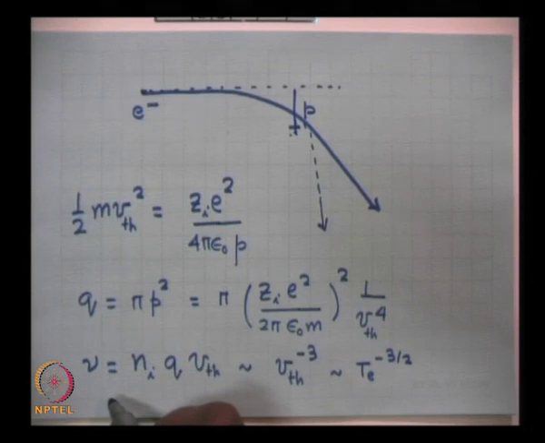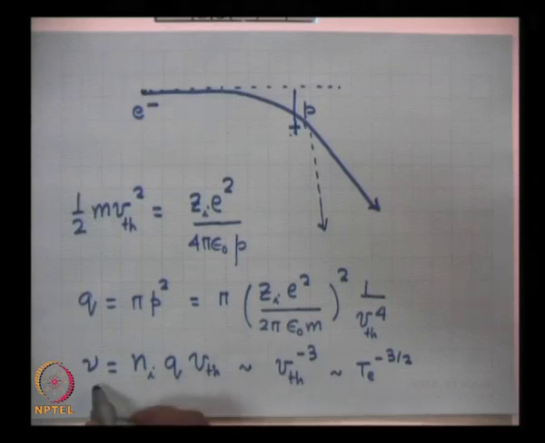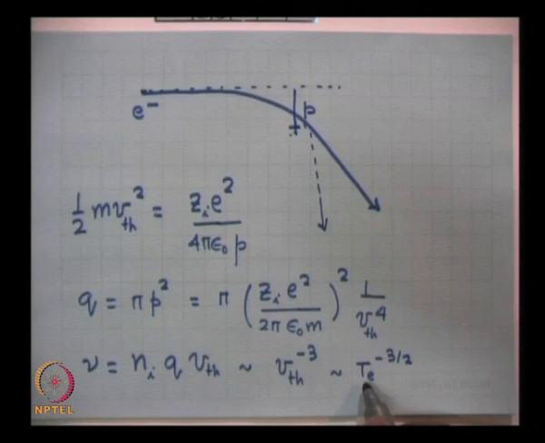And later on we will learn that all major quantities like electrical conductivity, thermal conductivity, diffusion coefficient, etc. These macroscopic quantities depend on collision frequency and hence they depend on electron temperature very sensitively. This is a very important dependence.